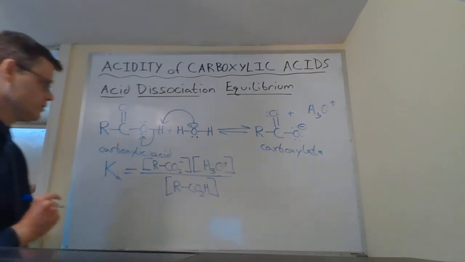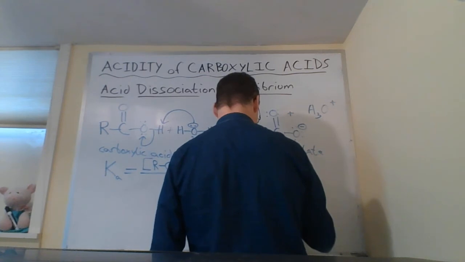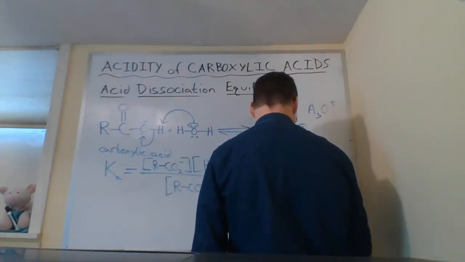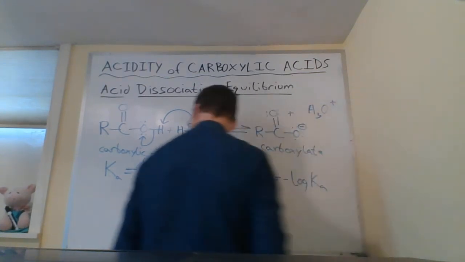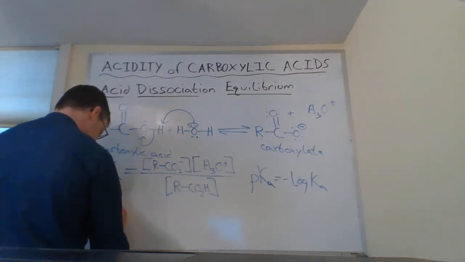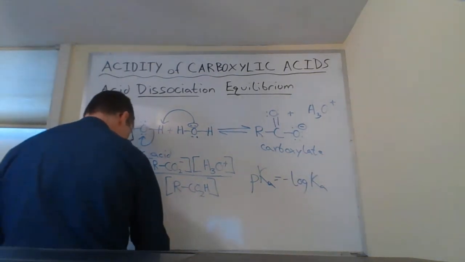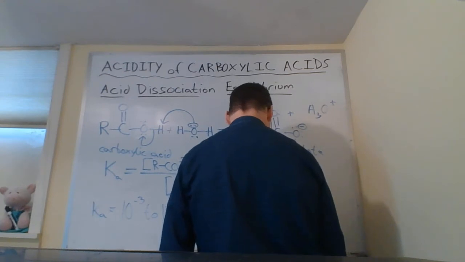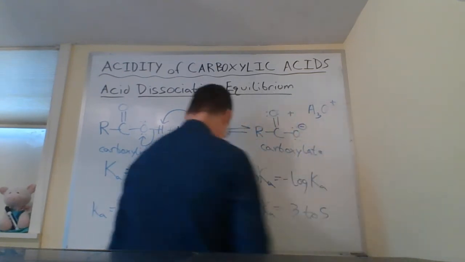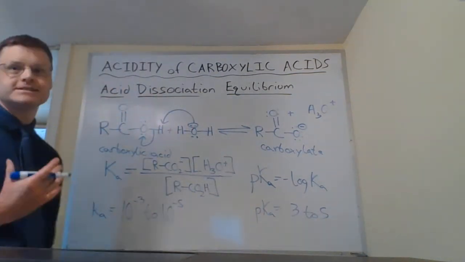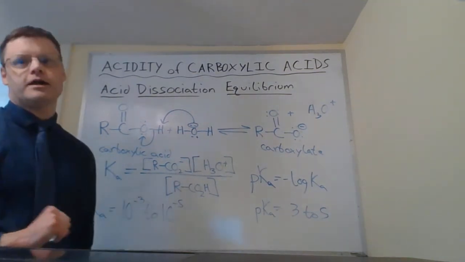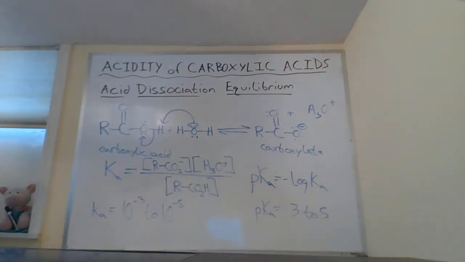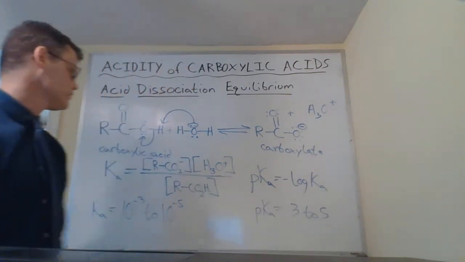We can also take this and make a pKa value. The pKa is going to equal the negative log of the Ka. The Ka values range from 10 to the negative third to 10 to the negative fifth for carboxylic acids, and therefore the pKa is going to equal 3 to 5. A typical carboxylic acid, acetic acid, where R is a methyl group, CH3, is going to have a pKa of 4.7. So that's good to keep in mind: a typical carboxylic acid has a pKa of 3 to 5.